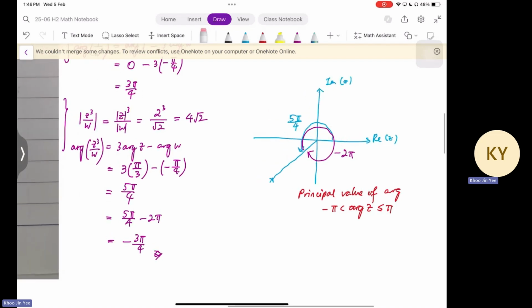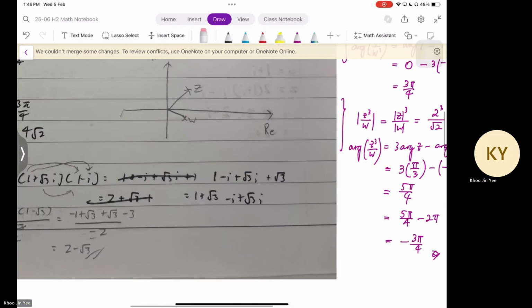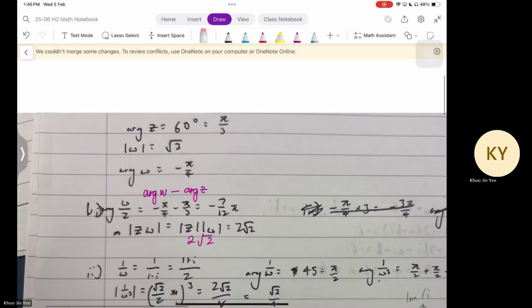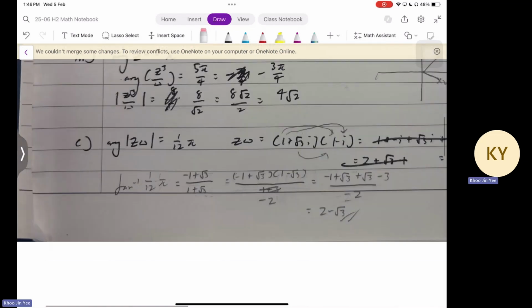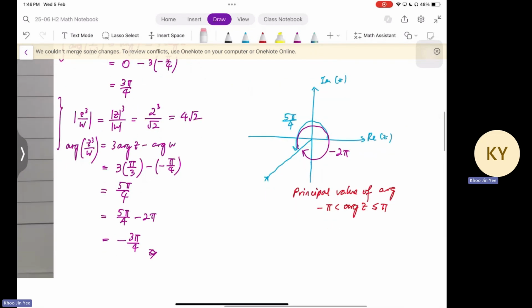This is for part 3. Next one, part C. Okay, let's go on to part C. Any questions for this one? All okay? Okay, so let's go on to part C.